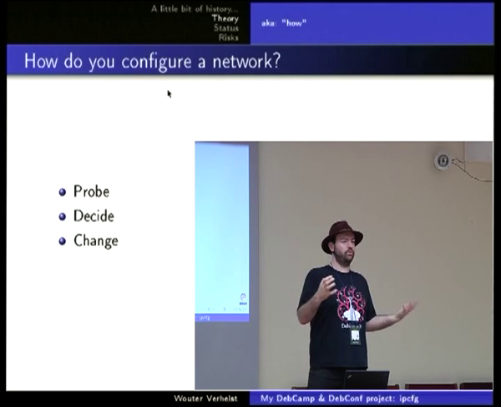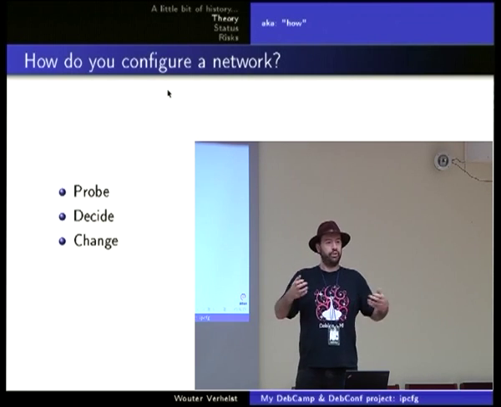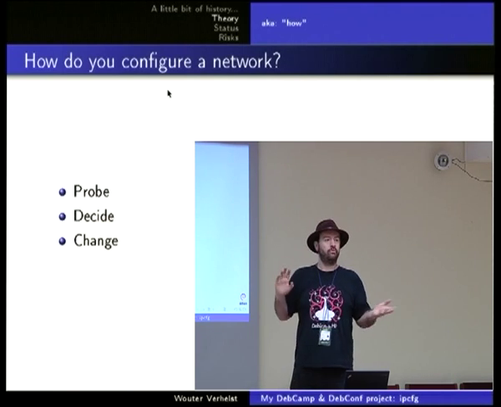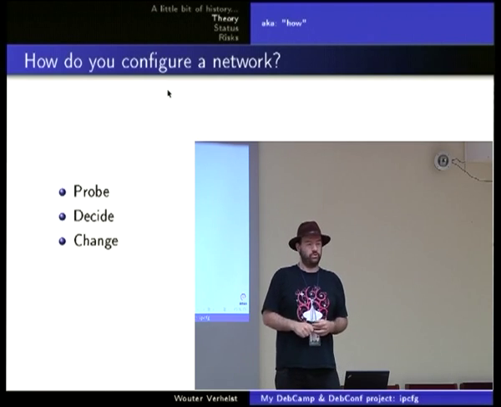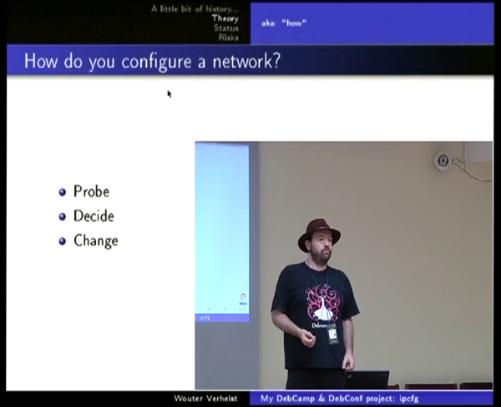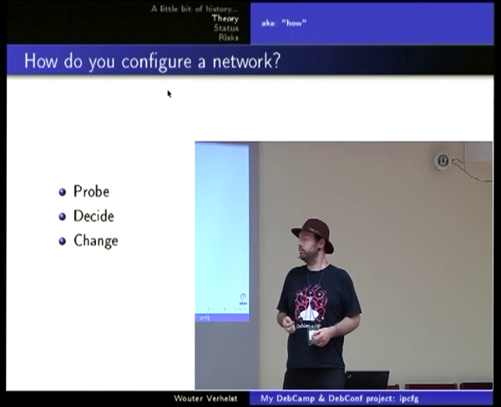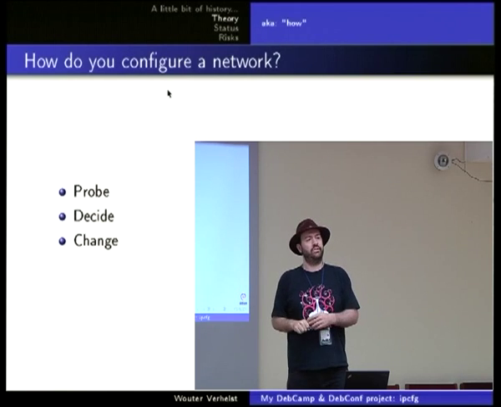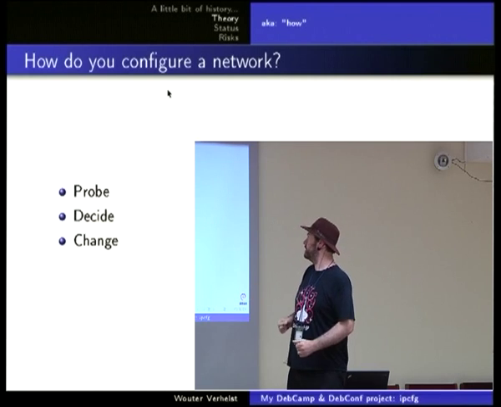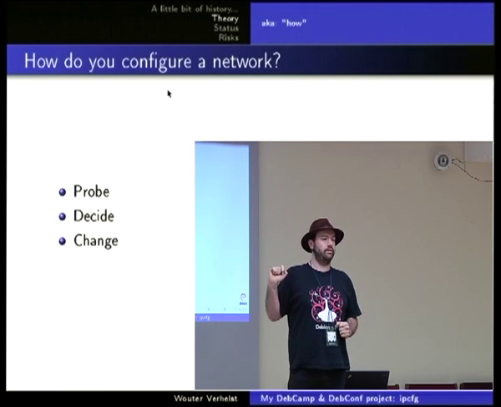Then they will decide what to do. Is this bringing up a network interface, doing nothing, or bringing it down again? That depends on what the user asked and what the configuration file says, but they need to make some decision, and finally make an actual change. Probing is fairly simple. You just ask for some data from the kernel, and you know what you need to do. Doing the actual change is also fairly simple. You write some data back to the kernel, and the kernel will magically alter your network configuration. The hard part is actually making the decision.